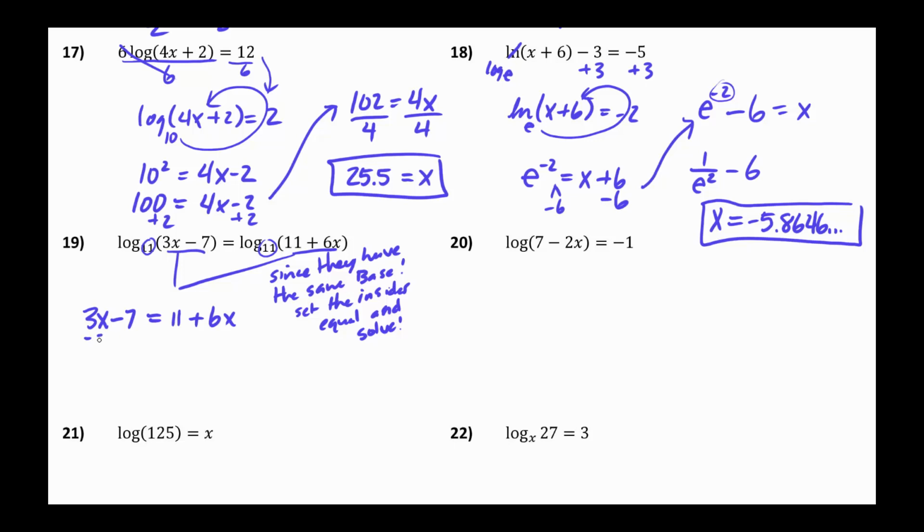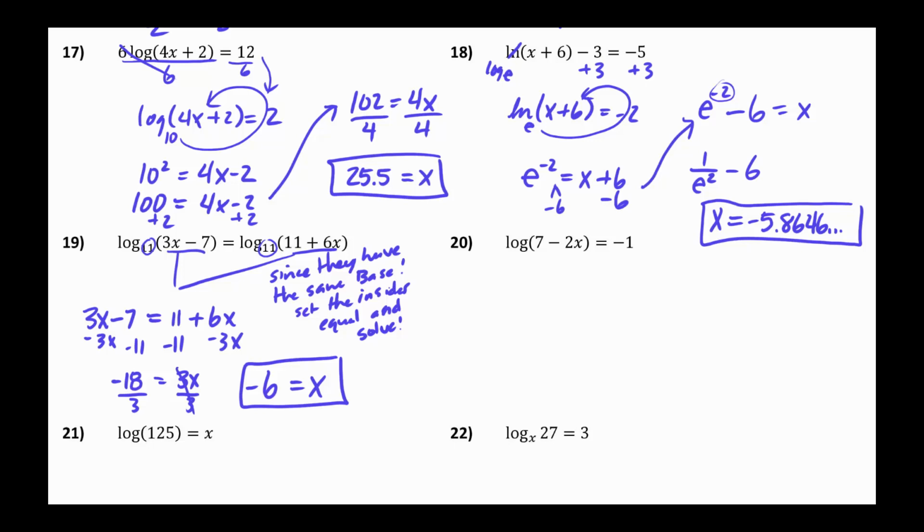Going ahead and getting the x's on the right hand side, getting the numbers on the other side, I get negative 18. Negative 7 minus 11 is negative 18 equals 6x minus 3x is 3x. Final step here of dividing to get rid of that coefficient in front of the variable. Negative 18 divided by 3 is negative 6. That's not bad at all. That's just a little bit of algebra and some algebra 2 understanding.